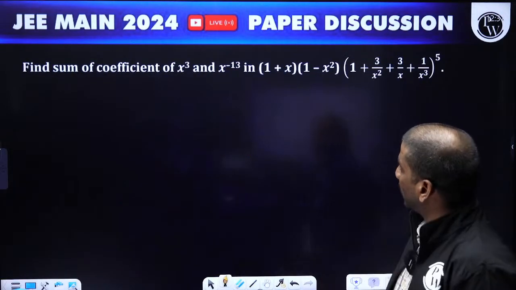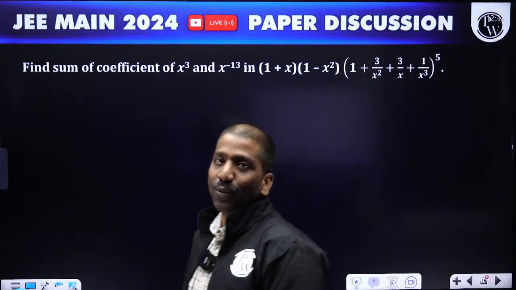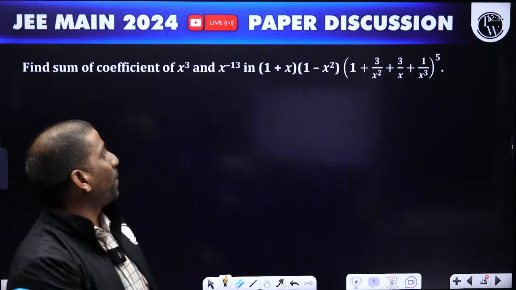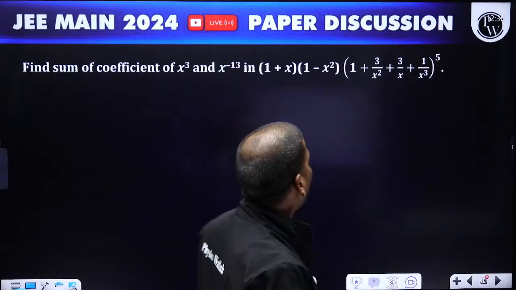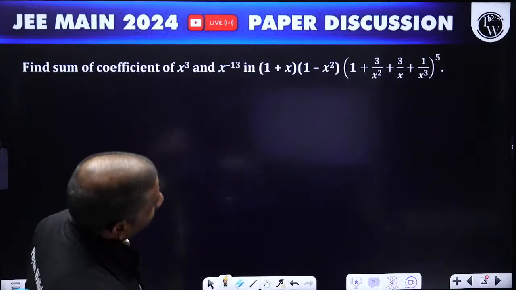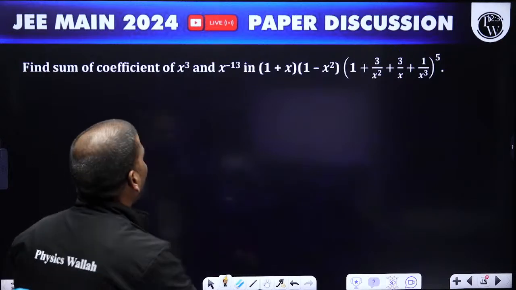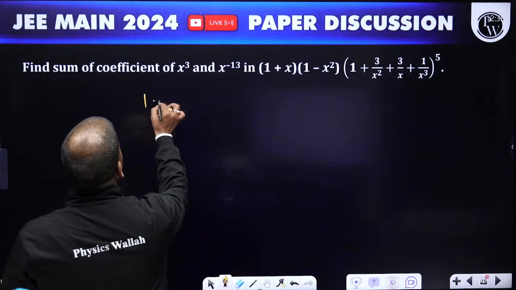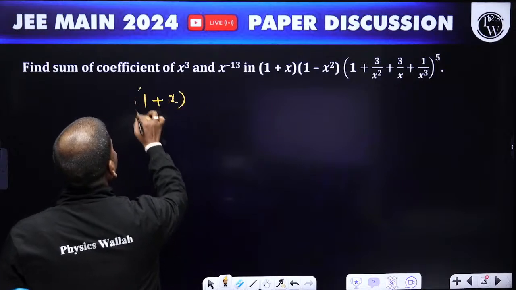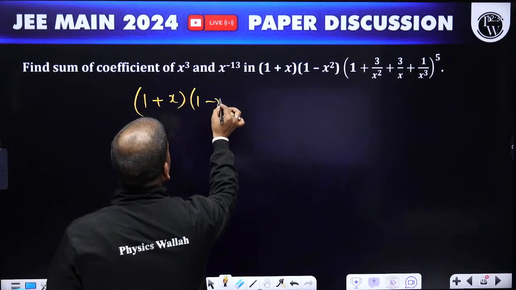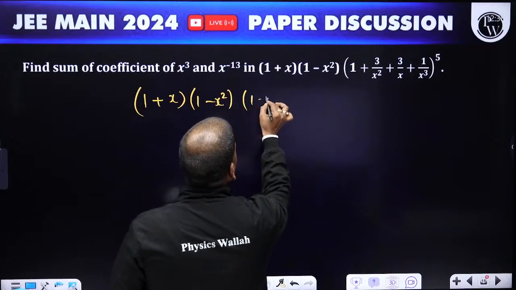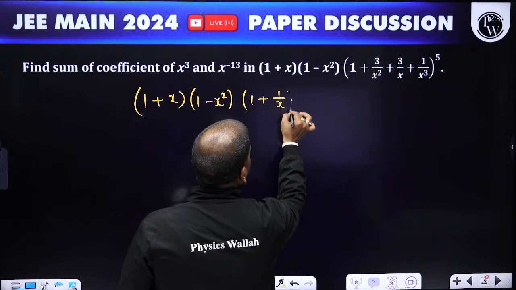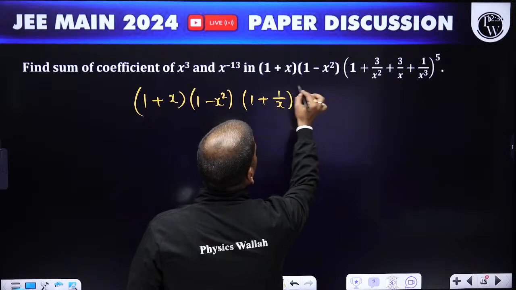Next, another beautiful question from binomial theorem: (1 + x)(1 − x)² (1 + 3/x² + 3/x + 1/x³)^5. Again, this question tests our presence of mind when we look at this expression. If you observe, that is nothing but (1 + 1/x)³ to the power 5, so 15.